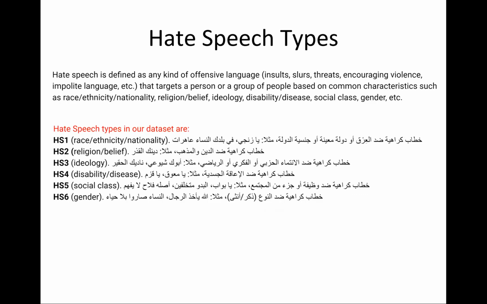So we define offensive language as any kind of socially unaccepted language, and hate speech is when we use this language against people, like insulting, attacking, or threatening people, based on common characteristics such as their race, ethnicity, nationality, religion or belief, ideology, disability or disease, social class, gender, etc. So we define fine-grained hate speech types, hate speech 1 up to 6, and the examples are shown.